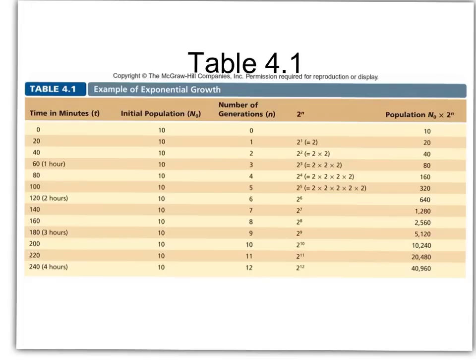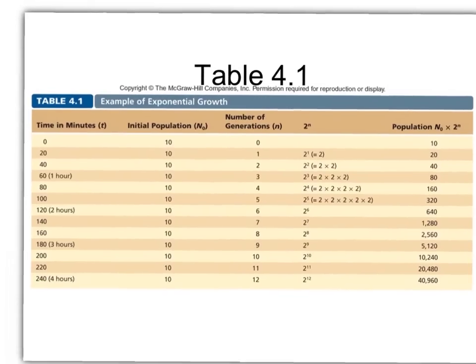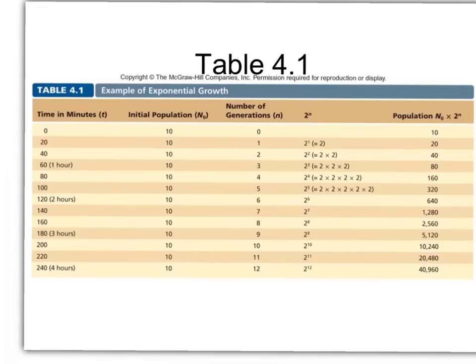All right, let's look at some data. If we look here, we've got a cell that is dividing about every 20 minutes. So if we look at time right here, the initial population we're going to start with is 10 cells. The number of generations is how many times it divides. So if the time it takes to divide is 20 minutes, we're at 1 generation after 20 minutes.